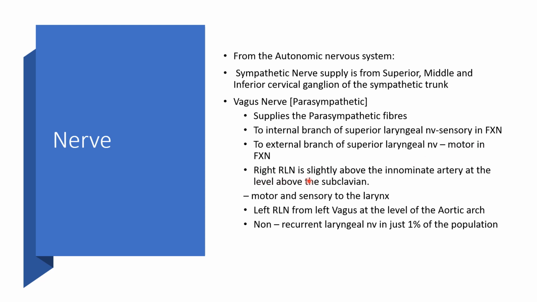The right recurrent laryngeal nerve is slightly above the innominate artery, at the level above the subclavian, and that will be subserving motor and sensory to the larynx. The left recurrent laryngeal nerve will be from the left vagus at the level of the aortic arch. But the non-recurrent laryngeal nerve is also in existence, though not in many people, just in 1% of the population. So, 99% of human beings will have recurrent laryngeal nerve, right and left, while a non-recurrent laryngeal nerve is also possible, but in 1% of the population.